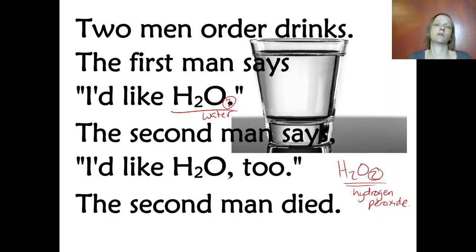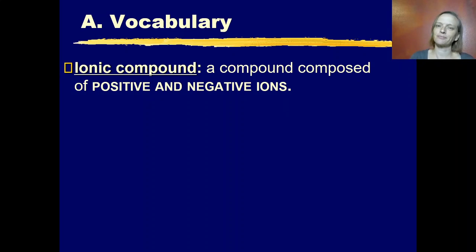So it is important when we're writing formulas. There's no such thing as close enough when you're writing a formula. You have to write it very precisely. There's a definite right and a wrong answer. So let's look at how we write formulas and name ionic compounds.